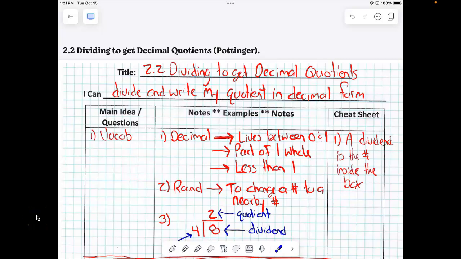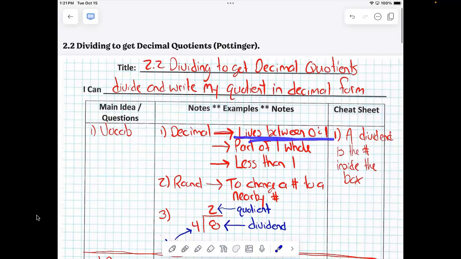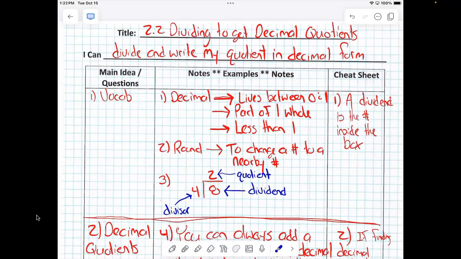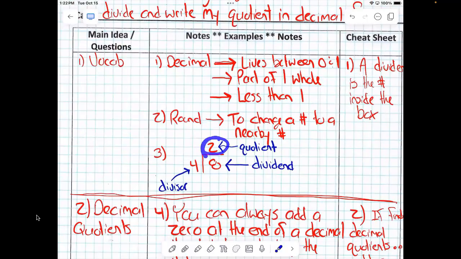Today we finished 2.2, dividing to get decimal quotients. Did we not? Yes. We did. Okay, good. Decimals. Where do decimals live? Between 0 and 1. Are decimals bigger than 1 or less than 1? Less than 1. We know what rounding is? Yes. What is this called in a decimal problem, or in a fraction, or in a division problem? Quotient.